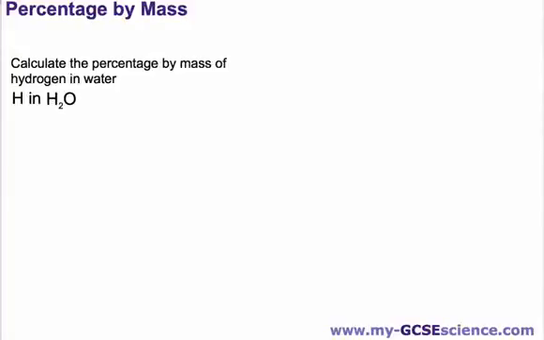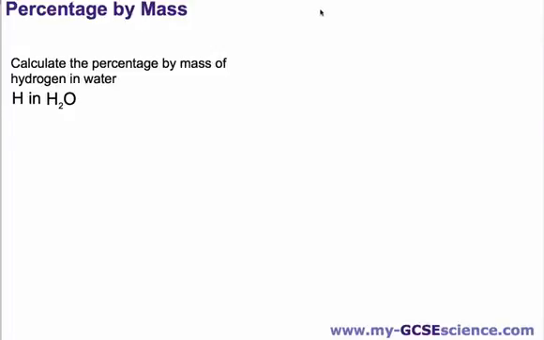Hello and welcome. In this video we are looking at how to calculate the percentage by mass of one atom inside a compound. So for example, calculate the percentage by mass of hydrogen in water. Now what that means is if we take the relative formula mass of water, what percentage of that in terms of relative atomic mass is actually hydrogen.